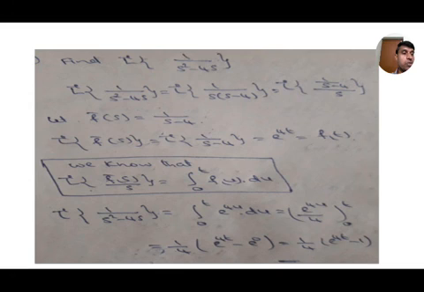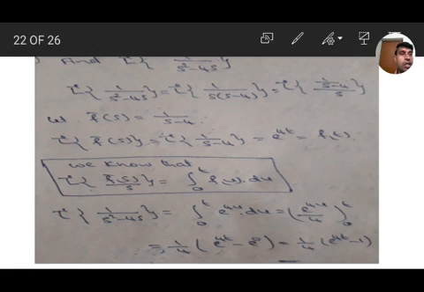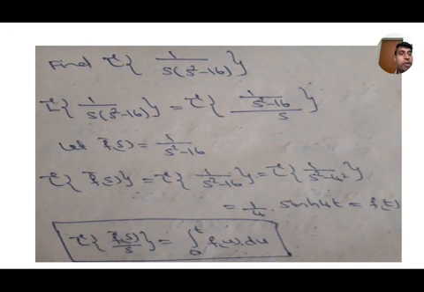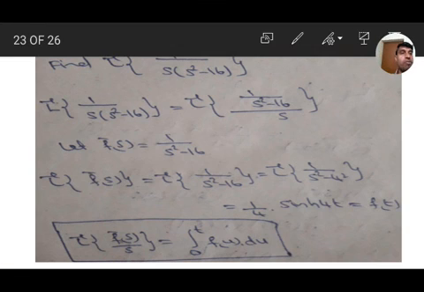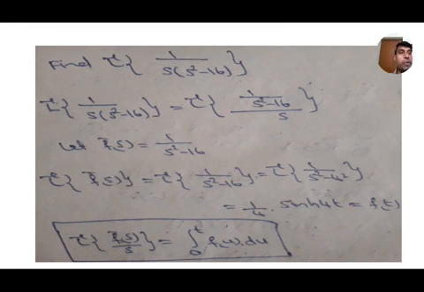1 by 4 is outside, upper limit e to the power of 4t minus e to the power of 0. e to the power of 0 is 1, so 1 by 4 (e to the power of 4t minus 1). Next, move to the next problem. Find L inverse of 1 by s into (s square minus 16).